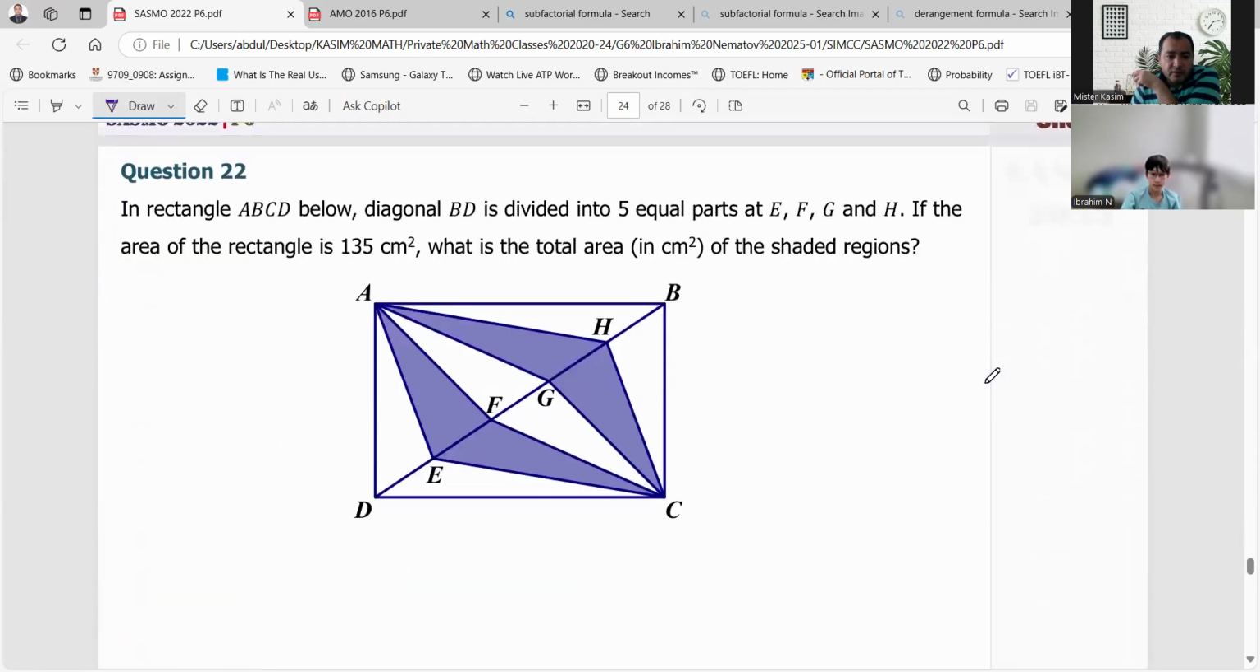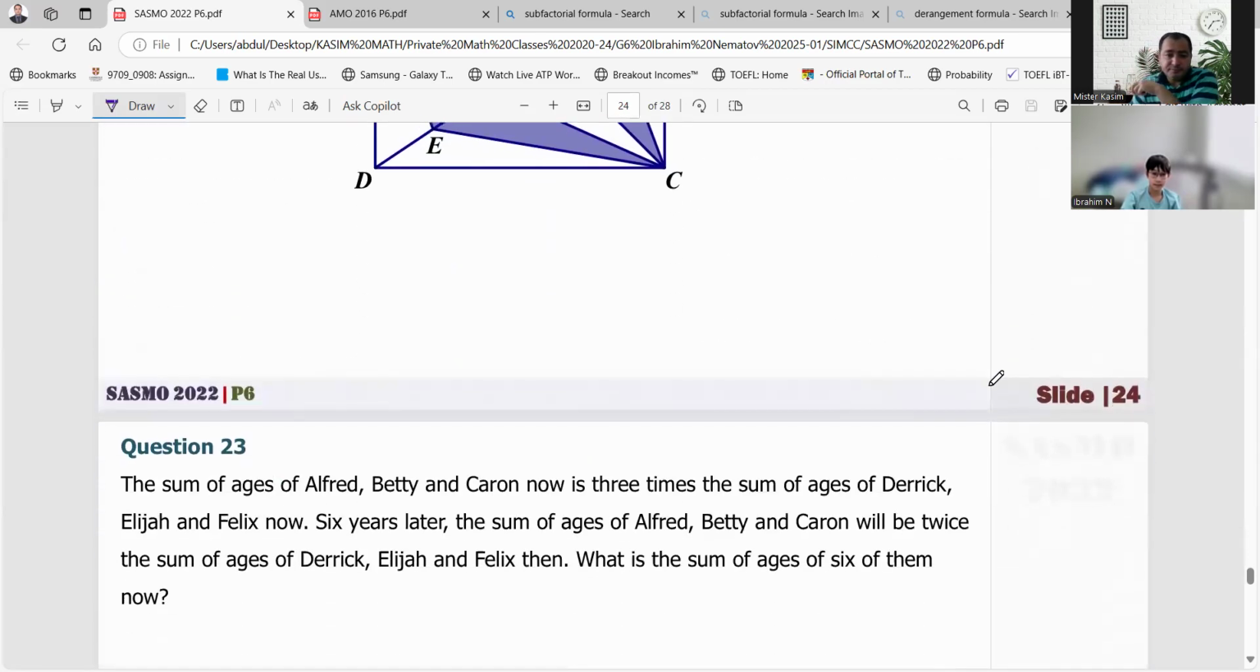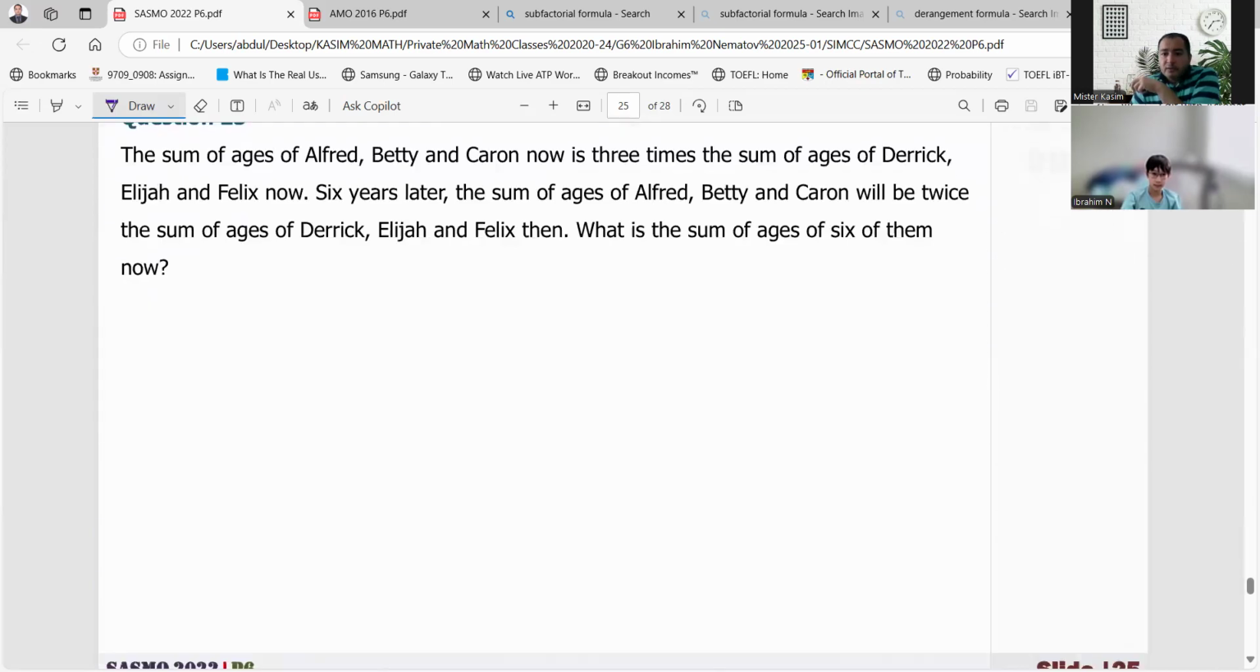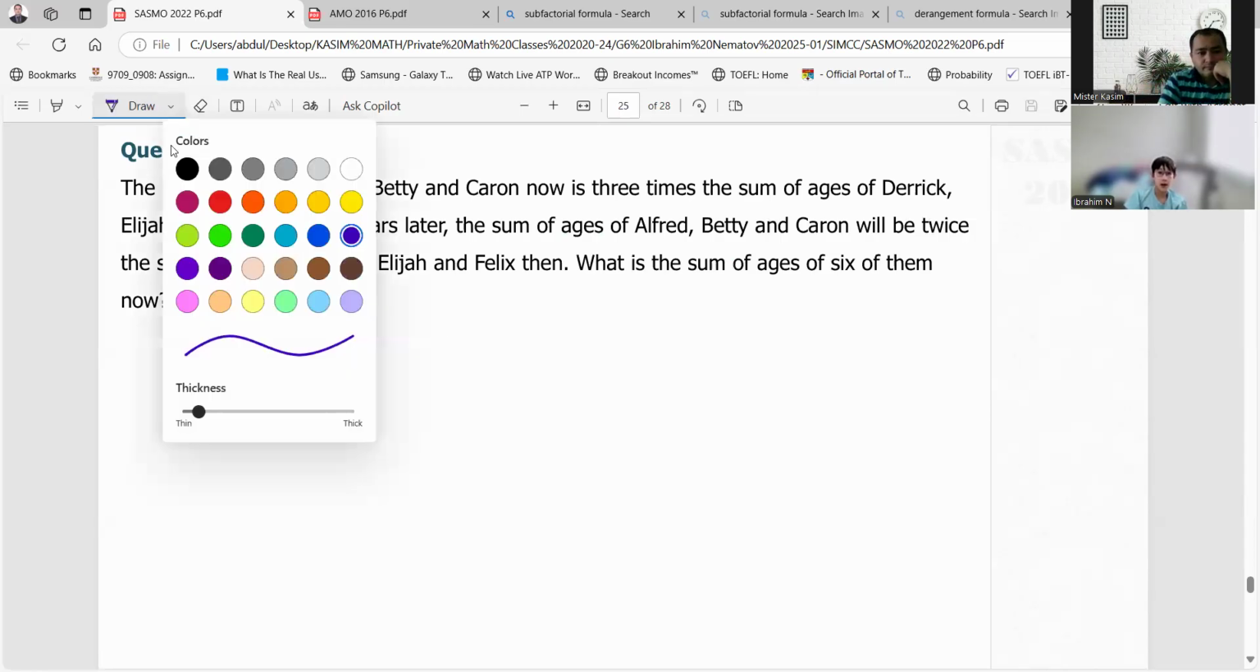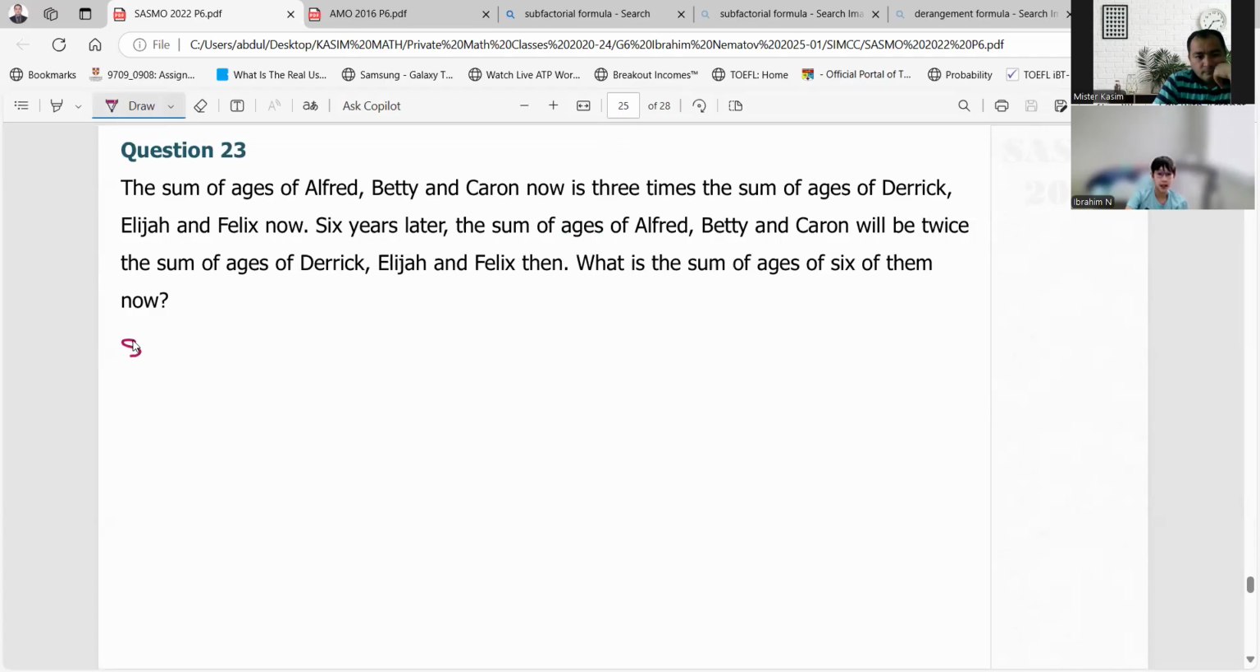Read the question. Which question is this? Oh, question 22. The sum of the ages of Alfred, Betty, and Karen now is 3 times the sum of the ages of Derek, Elijah, and Felix now. 6 years later, the sum of the ages of Alfred, Betty, and Karen will be twice the sum of the ages of Derek, Elijah, and Felix then. What is the sum of the ages of the 6 of them now?